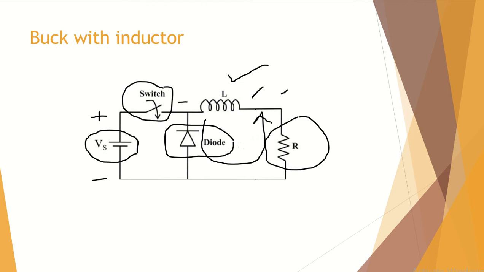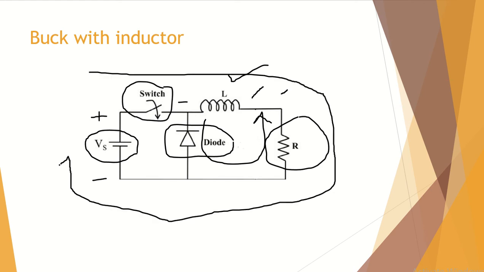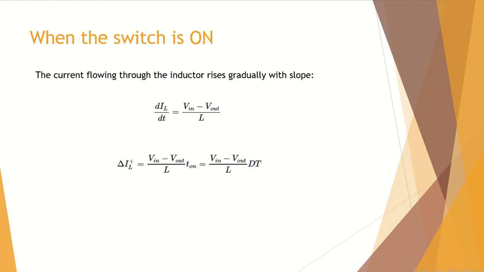So we have two modes over here. One, when the switch is closed, the current is going like this. And when the switch is open, the current is moving like this. Okay. So when the switch is on, the current flowing through the inductor rises gradually with a slope.